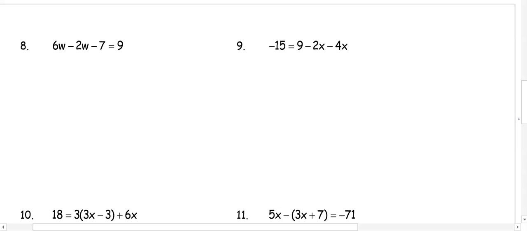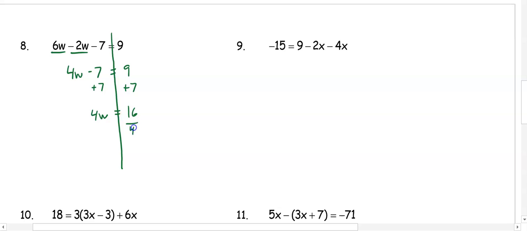In number 8 and 9, notice that there's too many terms. So we have to combine like terms first. So we're going to combine these w's together. So 6 minus 2 gets us 4w minus 7 equals 9. Then we can add 7 to both sides. 4w equals 6. When we divide by 4, w is equal to 4.